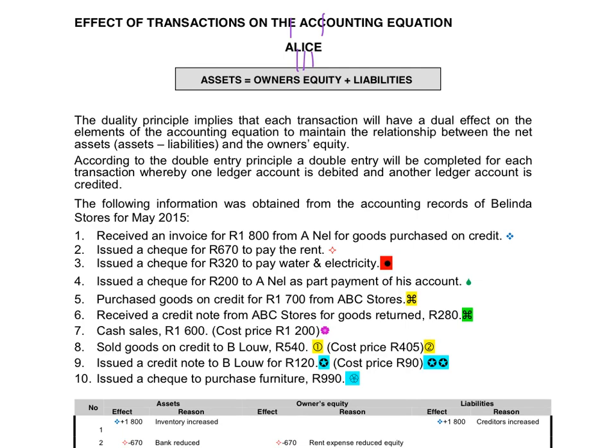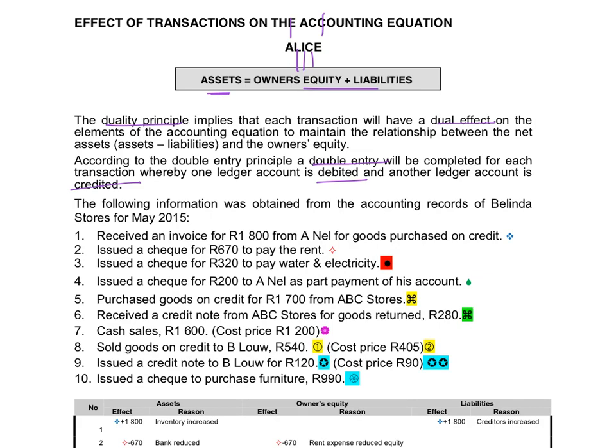The duality principle implies that each transaction must have a dual effect on the elements of the accounting equation, so that the relationship will always be equal after every transaction. So if we record something on the left-hand side of the equation, we must record something equal on the right-hand side of the equation. According to the double entry principle, a double entry will be completed for each transaction in an account in the ledger, whereby one account will be debited and the other account will be credited.